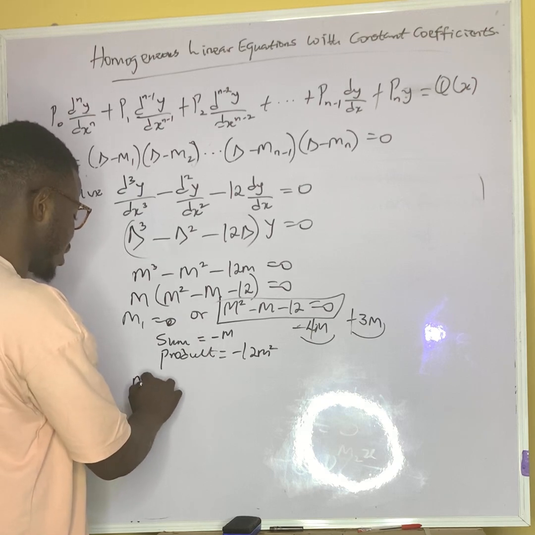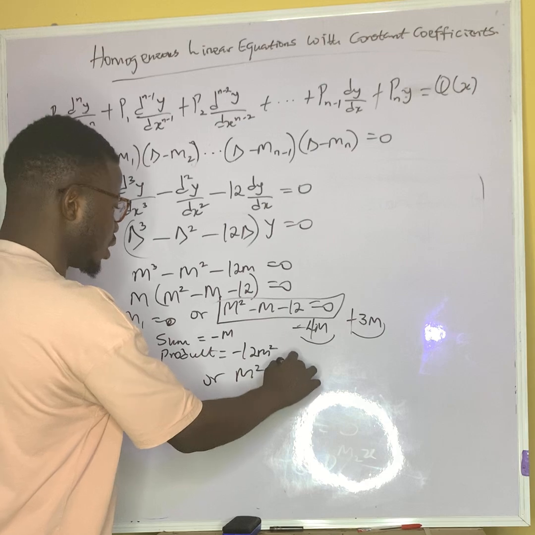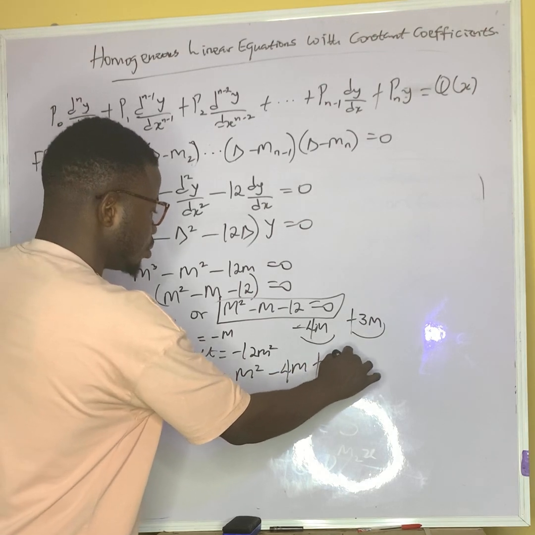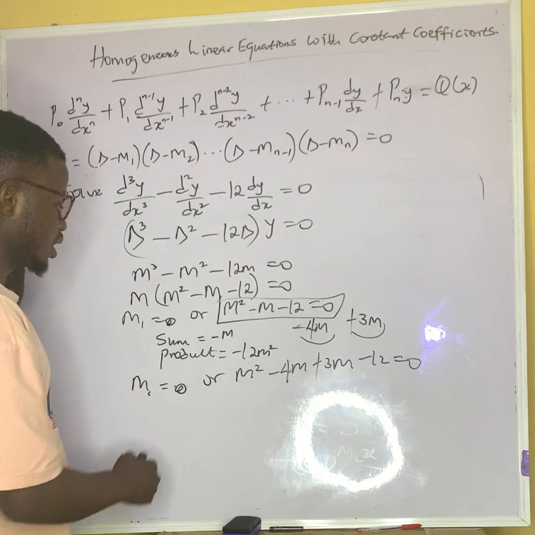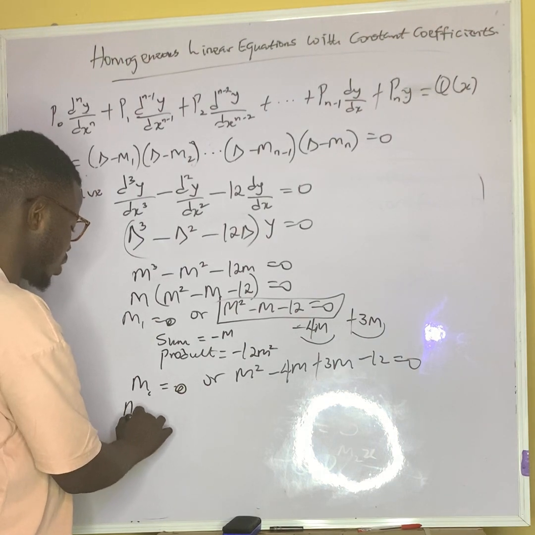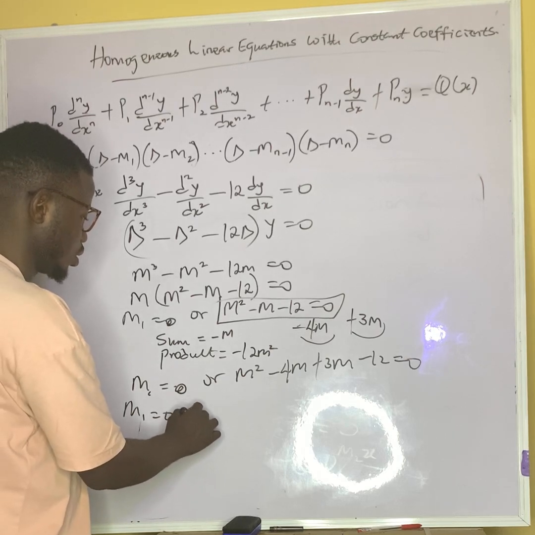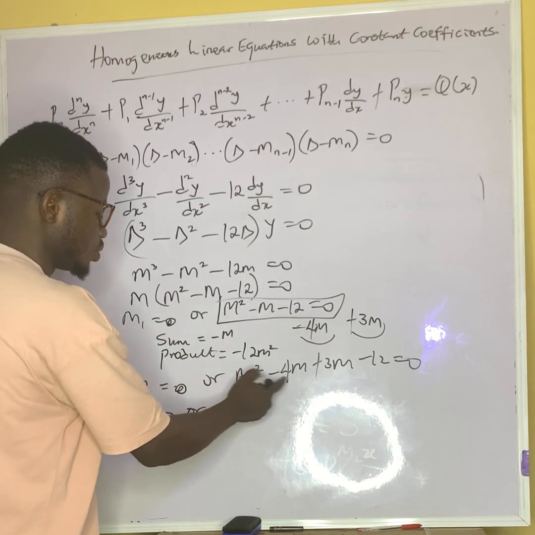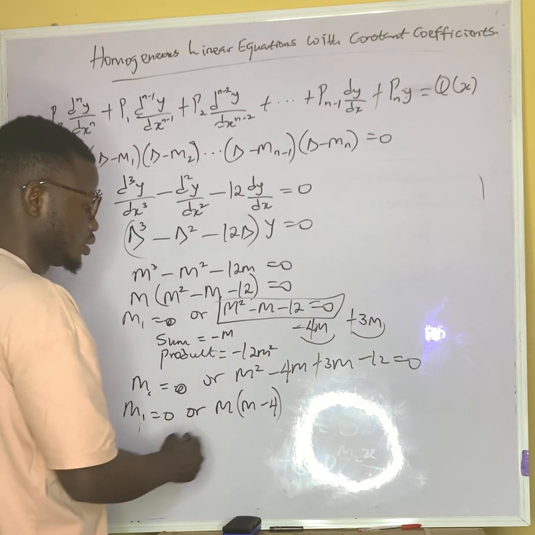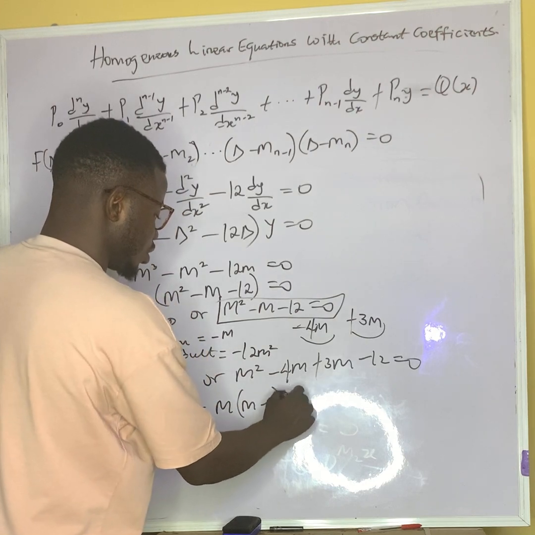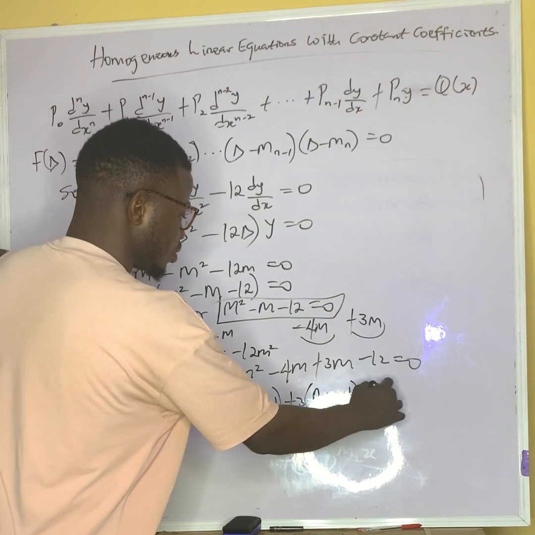So that means we're going to have m1 equals 0, or m squared minus 4m plus 3m minus 12 equals 0. So that's what we're going to have from there. And that means m1 is equal to 0, or from what we have here, m is common to these two. That will be m into m minus 4. Then between this and this, 3 is common. That's plus 3 into m minus 4 equals 0.